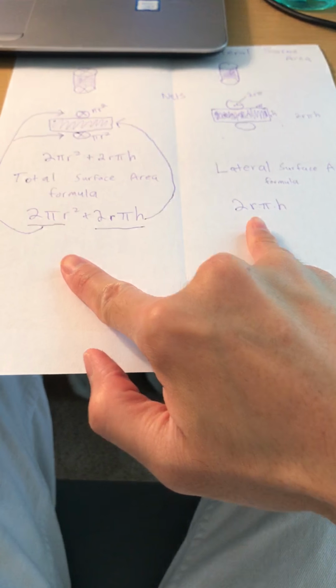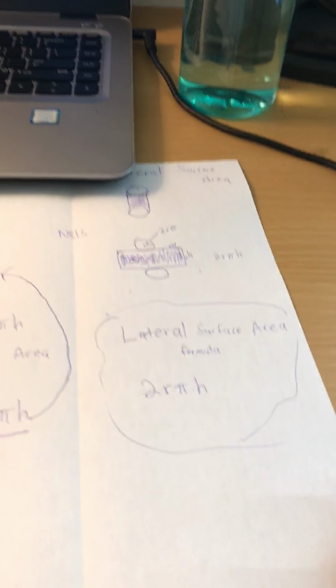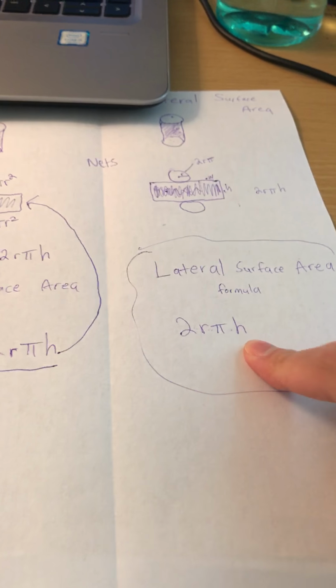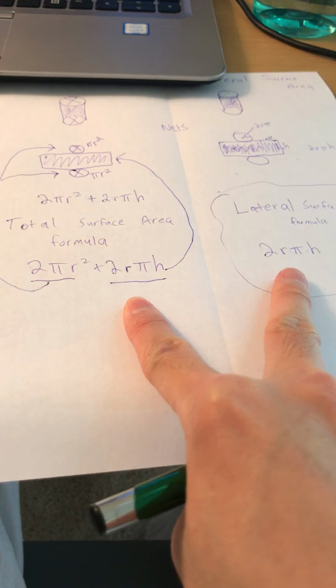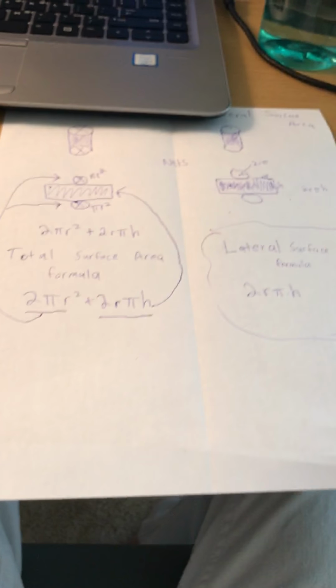Here are the two formulas. This is the new one that you have learned today. Again, as a recap, lateral surface area is the area of just the sides of the shape. As you can see, the formula for the total surface area incorporates this, but it also adds on the two circles. There you have it.